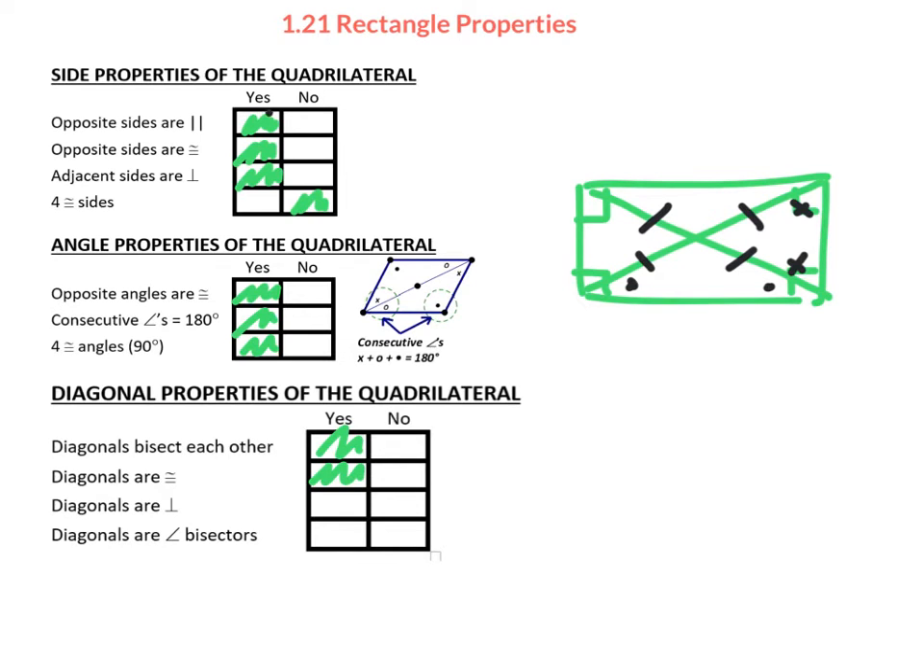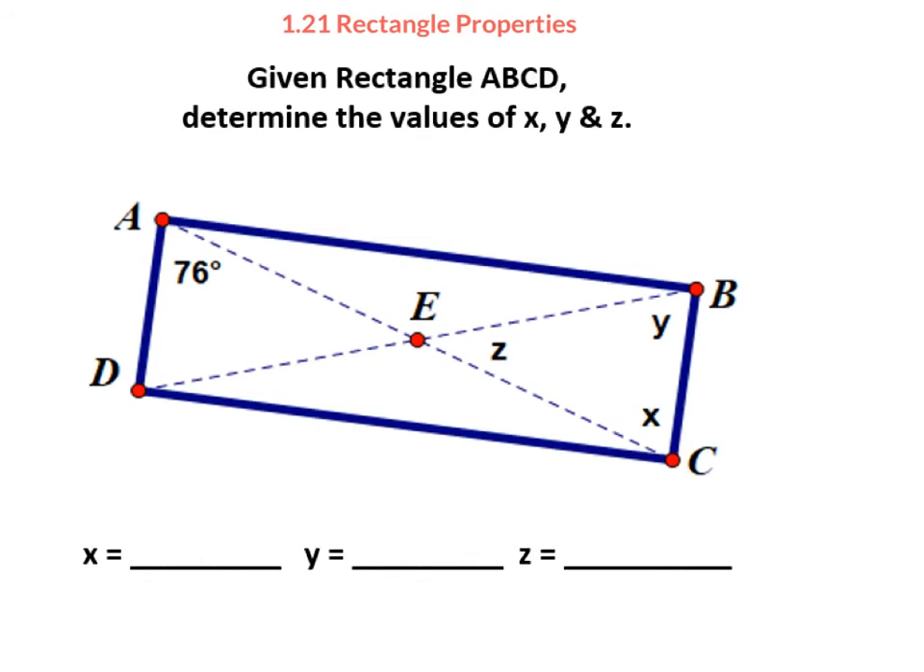Quick recap. Yes, yes, yes, no. Yes, yes, yes, yes, yes, no, no. Let's use these properties now. Let's do it.